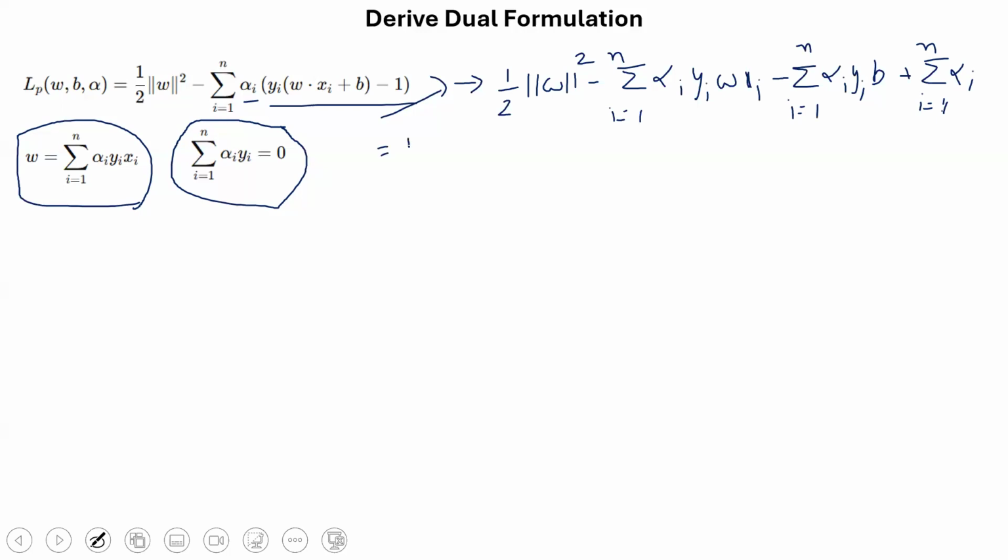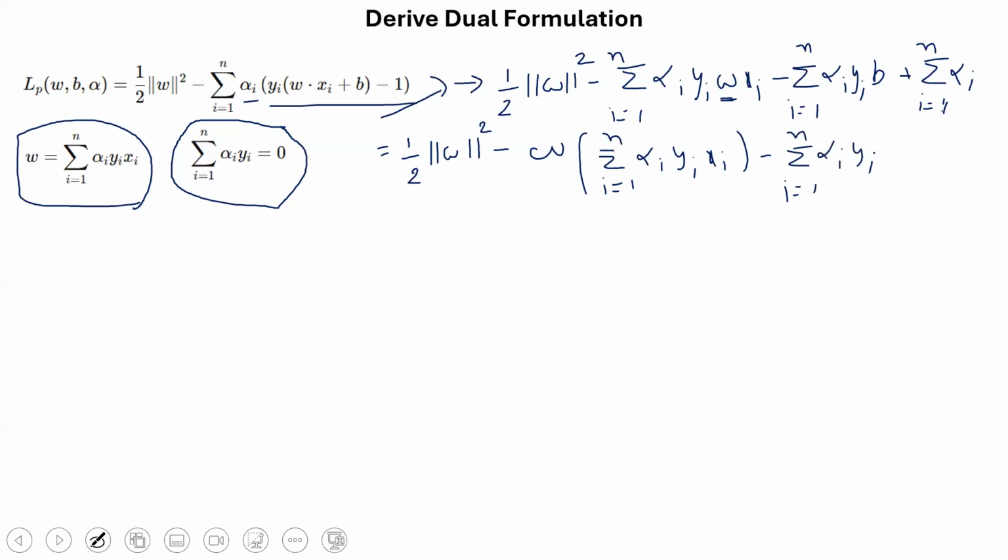Now I'm rewriting this equation: 1 by 2 mod W whole square minus, I'm taking this W outside, and now just observe this. The i = 1 to n doesn't have anything to do with the summation, so I'm taking that down: alpha i yi xi, sigma i = 1. So the rest of the terms will become like this, minus sigma i = 1 to n alpha i yi. Again, I'm bringing the b outside because b has nothing to do with the summation, plus sigma i = 1 to n alpha i. Okay, that is what you have got when you expand that.